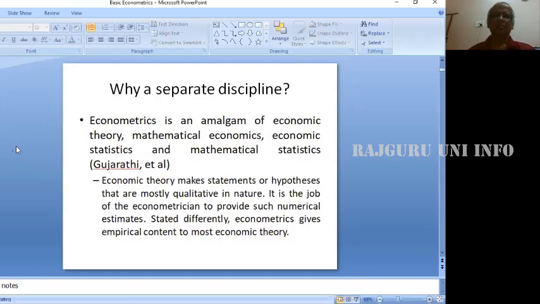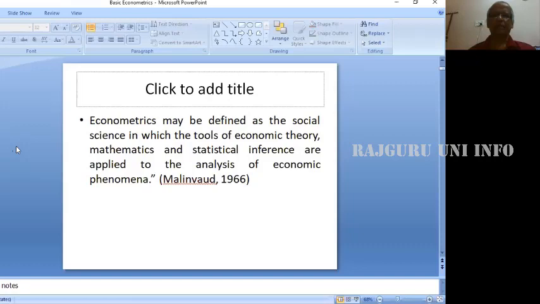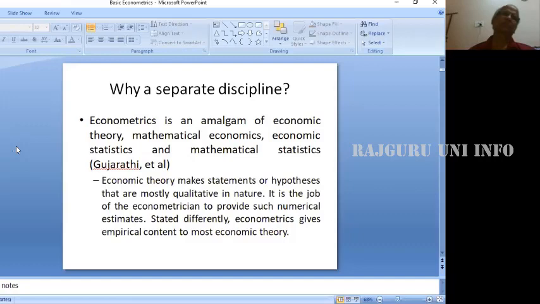Gujarati has this to say. Gujarati, Damodaran and others have a book on econometrics, a very simple, introductory, and very popular book. The first time reader can go through this particular book. In fact, our researchers must buy this kind of book.